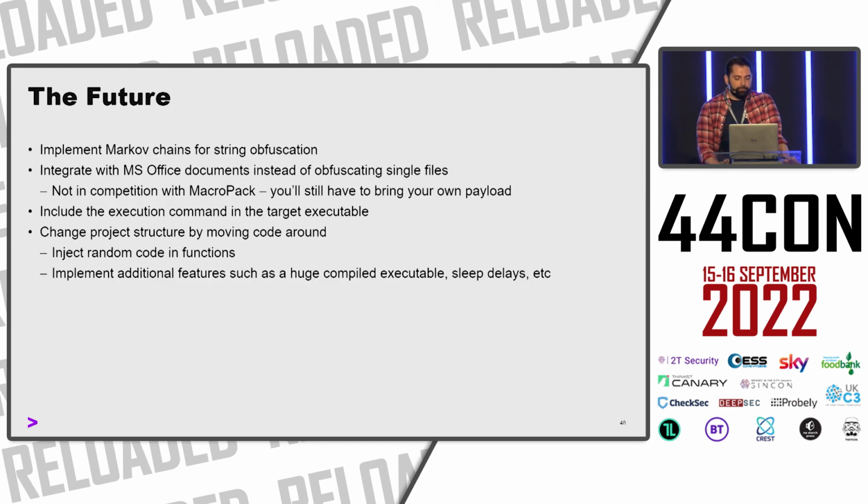For the future, what I want to implement is string obfuscation using Markov chains. I have no idea how to do that yet, but where there is a will, there is a way. I also want to integrate Office documents, so you can literally have your weaponized Excel or Word file, throw it at Codecepticon, and Codecepticon will be like, okay, here's the new file. The next one is to actually create the obfuscated command line. You could give it the original version, and it will give you back the obfuscated one.